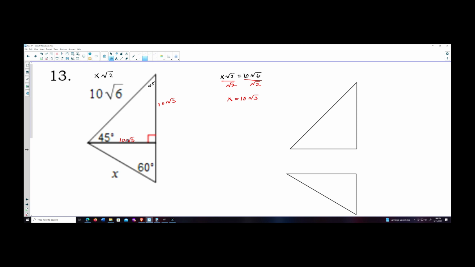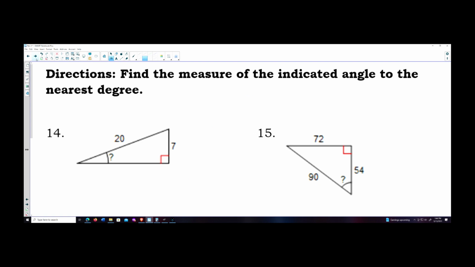Well, if that is 10 square root of 3, according to the 30, 60, 90, if I'm going back to the short leg, I'm going to divide by the square root of 3. That will cancel the square root of 3, and it gives me 10. So 10 is the short leg, and to go from there to the answer I'm looking for, which is the hypotenuse of that 30, 60, 90, I will just double it. So multiply by 2. So 10 times 2, it's 20. So 20 would be my answer. Okay? And that would solve number 13. That would be the hardest problem.